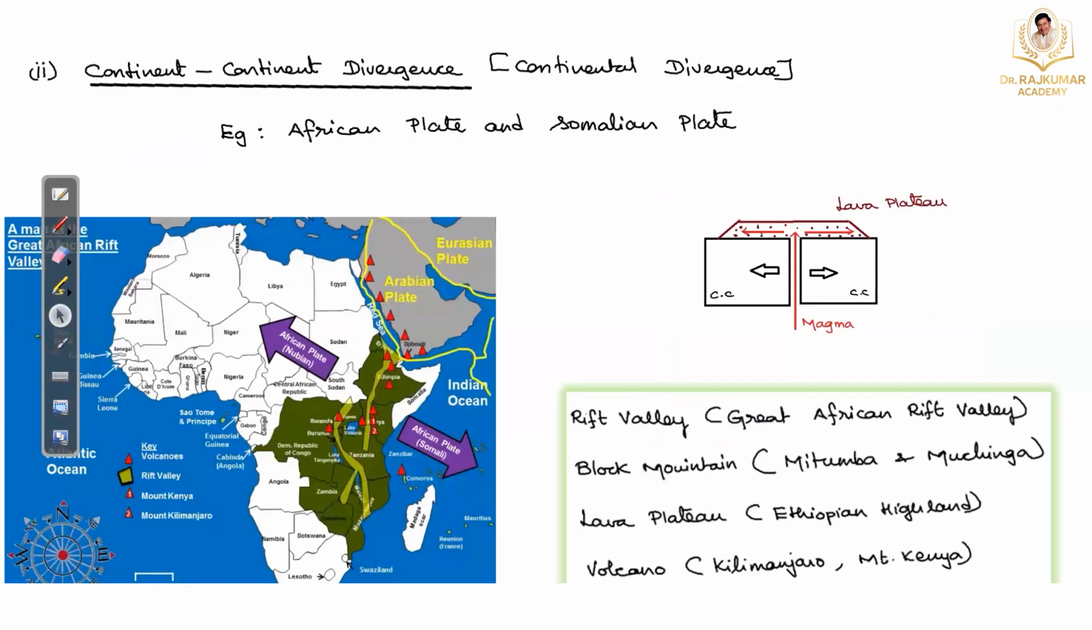Now coming to the last type of divergent boundary, you call them what? Continental divergence. The classical example is the African plate and the Somalian plate. Instead of writing African plate, I can write it as what? Nubian plate, right? Nubian and Somalian. It is in the news, right? On one side you have this Nubian plate, on the other side the Somalian plate. Both are going for what? Divergence. Both sides of this divergence are continental.